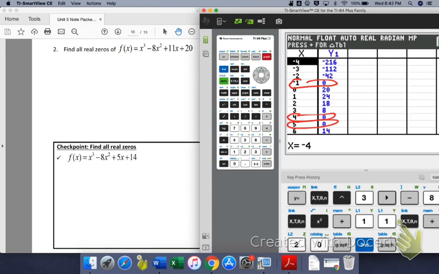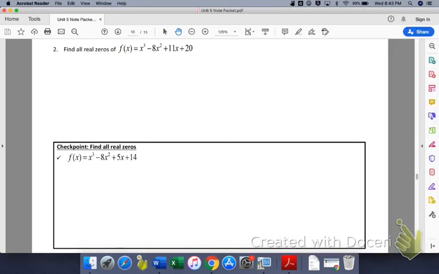So let's go ahead and look at taking -1. Okay, so let's go ahead and use the zero of -1. We know that's a 0. We're going to use that to do some synthetic division. So I'm going to go ahead and put that in the box.